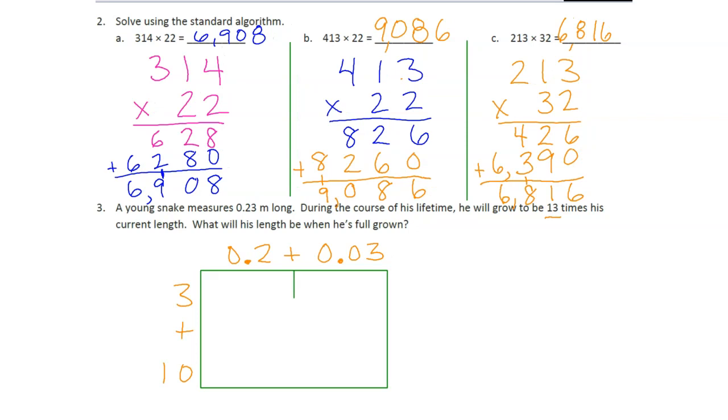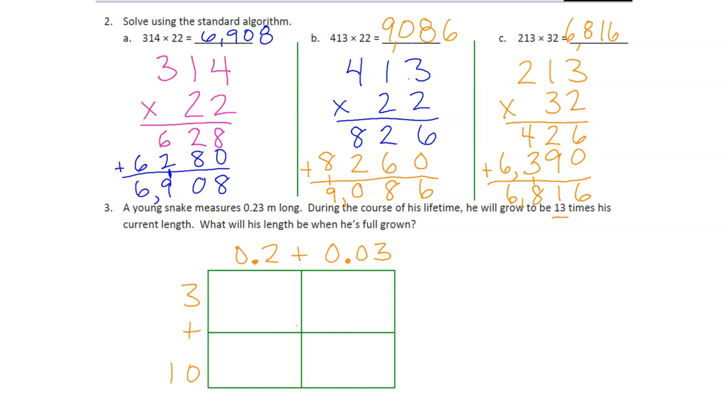Draw my vertical line first. Then I'll draw my horizontal line, side to side, straight for my plus signs. All right. So we're going to get our 4 partial products and then add them all together. Let's take a look.